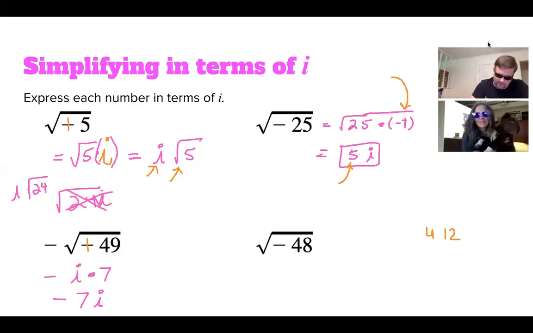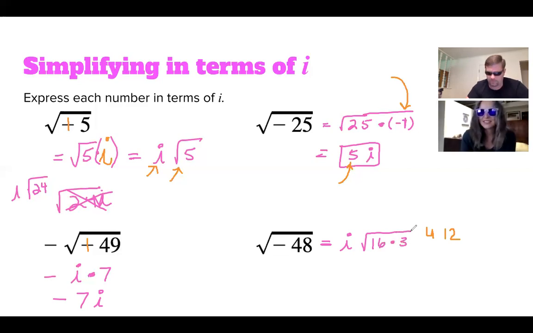Now you can do it however you want, but I know 16, I know I'm going to have an i in it because of the negative. And mentally I can do the plus thing. But then I'm going to just make this 16 times 3.